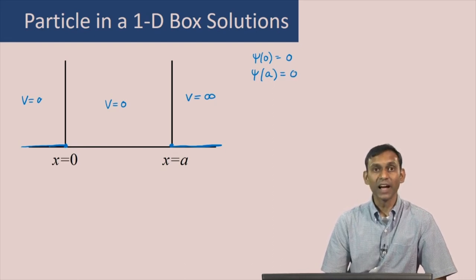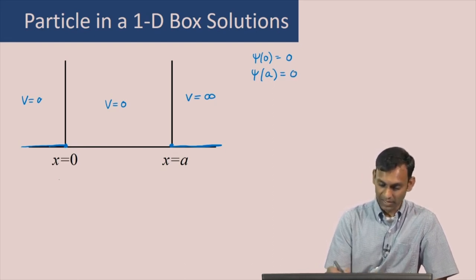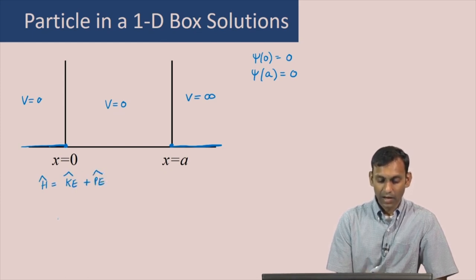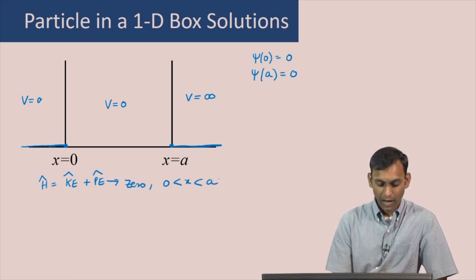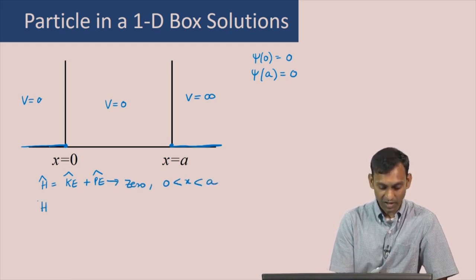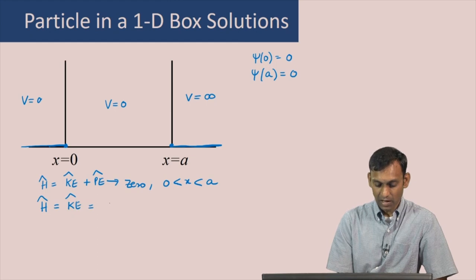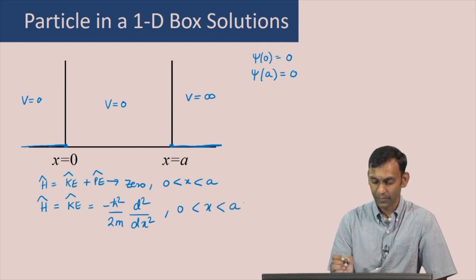Now, let us write the Hamiltonian of the system. The Hamiltonian, which is denoted as H hat, is equal to the kinetic energy operator plus the potential energy operator. In the region 0 to a, the potential energy is 0. Let us write the Hamiltonian in this region. The Hamiltonian is simply the kinetic energy operator, which is minus h bar squared by 2m d squared by dx squared, in the region 0 less than x less than a.